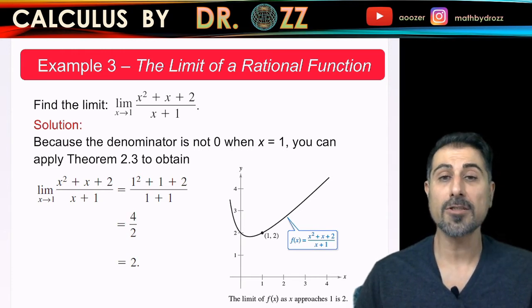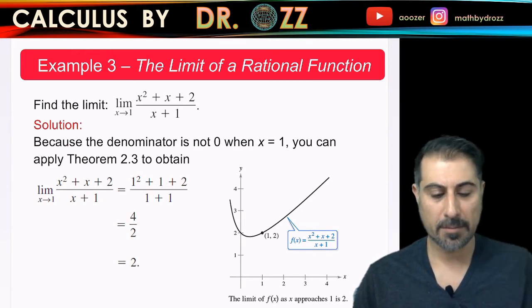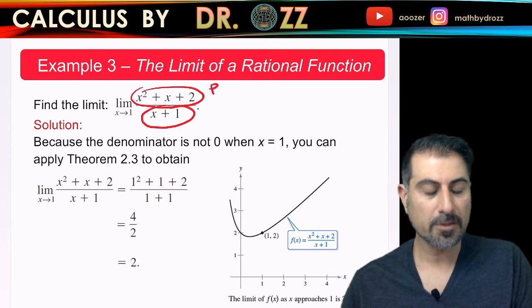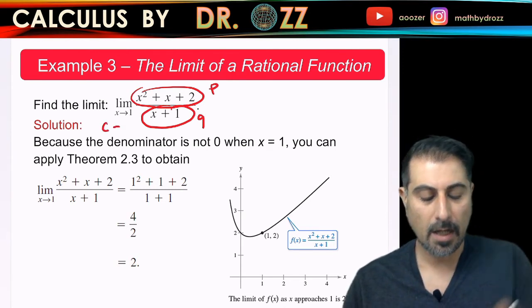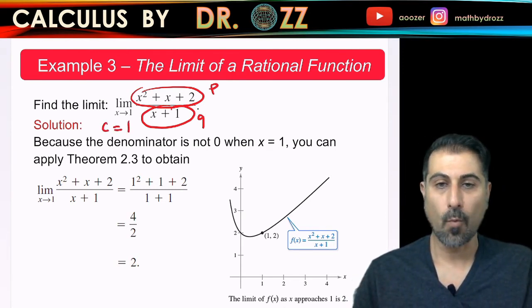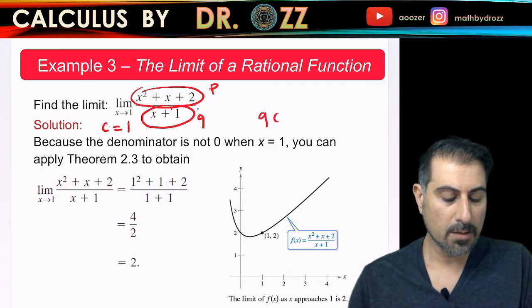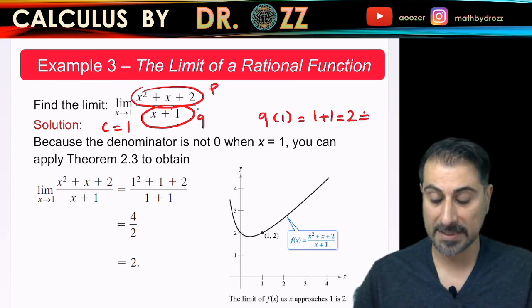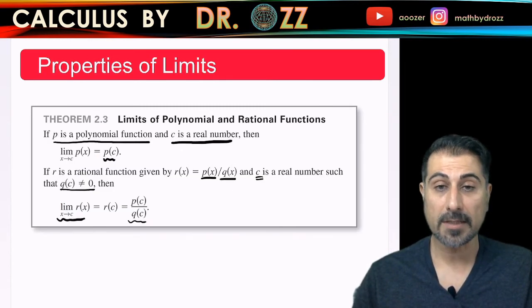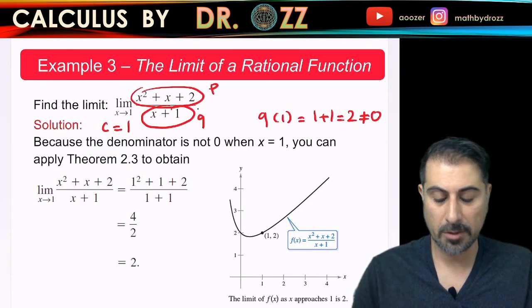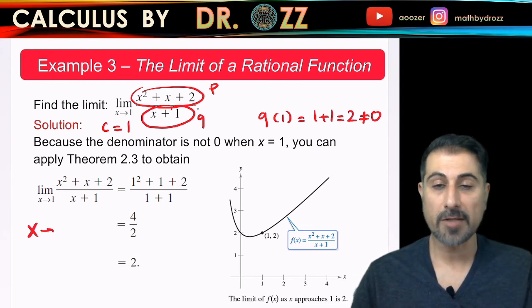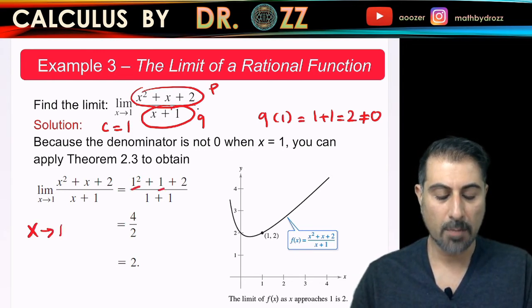And here's a cool example as an application of this concept. So you have a rational function, x squared plus x plus 2 divided by x plus 1. So this is your p function, this is your q function, and the limit point is 1 because x approaches 1. So I know that q of 1, which is 1 plus 1, is not equal to 0. So we're safe to use this direct substitution technique here. Essentially, what I'm going to do is substitute 1 for x in the description of the rational function. So it becomes 1 squared plus 1 plus 2 divided by 1 plus 1.